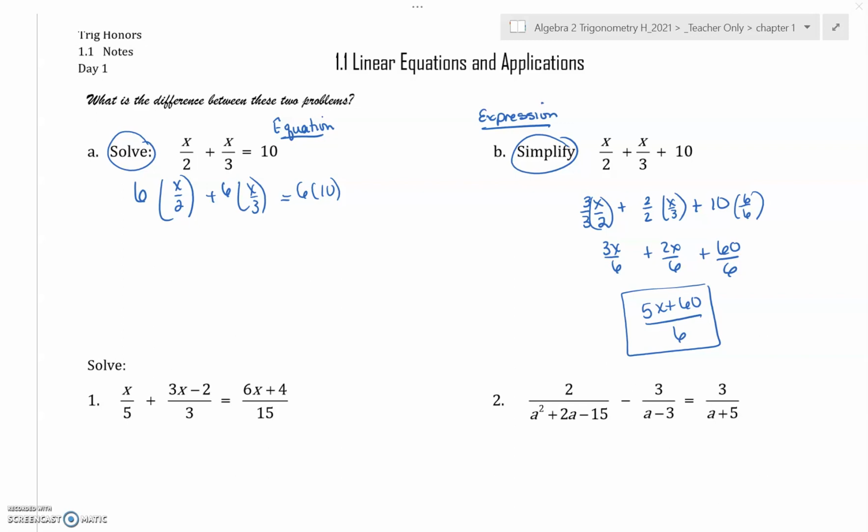So let's look at part B first, where I got a common denominator for all three terms. Remember, terms are separated by a plus or minus sign. So the common denominator was 6. And so I went ahead and added 3x plus 2x is 5x, and we have 5x plus 60 over 6. But for the equation, I could multiply both sides of the equation by 6. So you would end up with 3x plus 2x equals 60. And we solve.